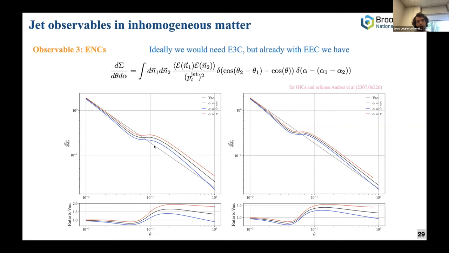As you can see, this observable has the nice feature that there is a clear separation between the three curves throughout quite a large range in this angle theta. It's telling you that if you measure this observable differentially in these two angles, you can look for anisotropic effects inside the jets. Of course, it's a bit more complicated than that, because even in the vacuum there would be some separation. But in this leading order calculation, this effect is quite clear, and it doesn't suffer from any of the other effects that I showed you in the previous plots.